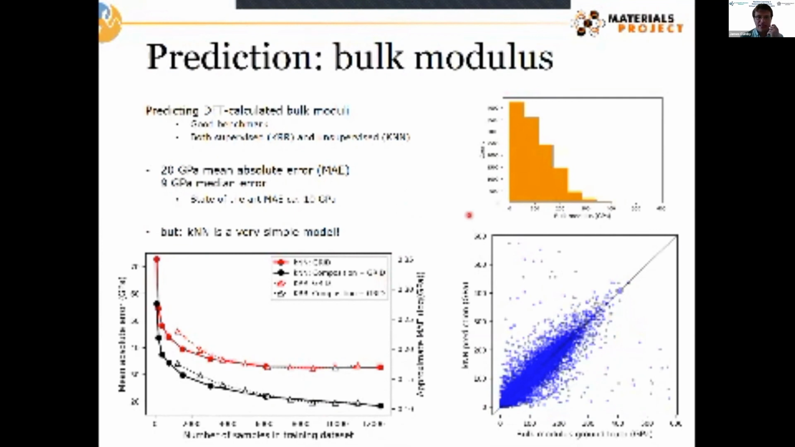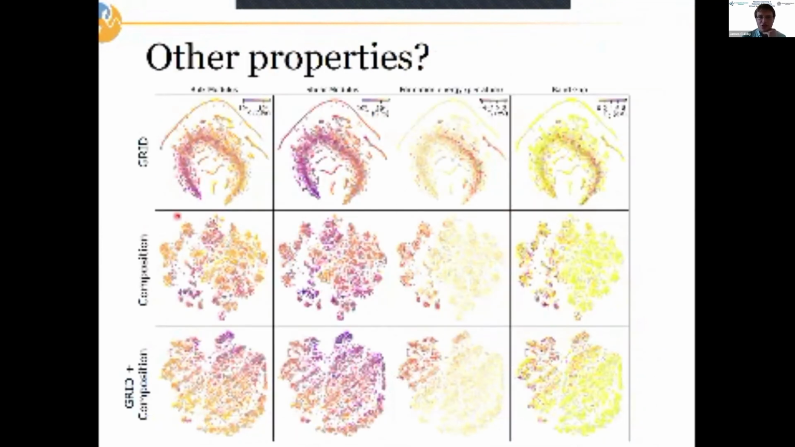And just as a last thing, Keith helpfully showed some t-SNE plots earlier and described what they were showing. This is the same data plotted in each case, colored by a different property. Our bulk modulus is this first column here, and you can see that the grid clusters bulk modulus quite well. Composition adds a little bit more. If you combine them together, you get a really good distribution of high bulk modulus versus low bulk modulus properties.